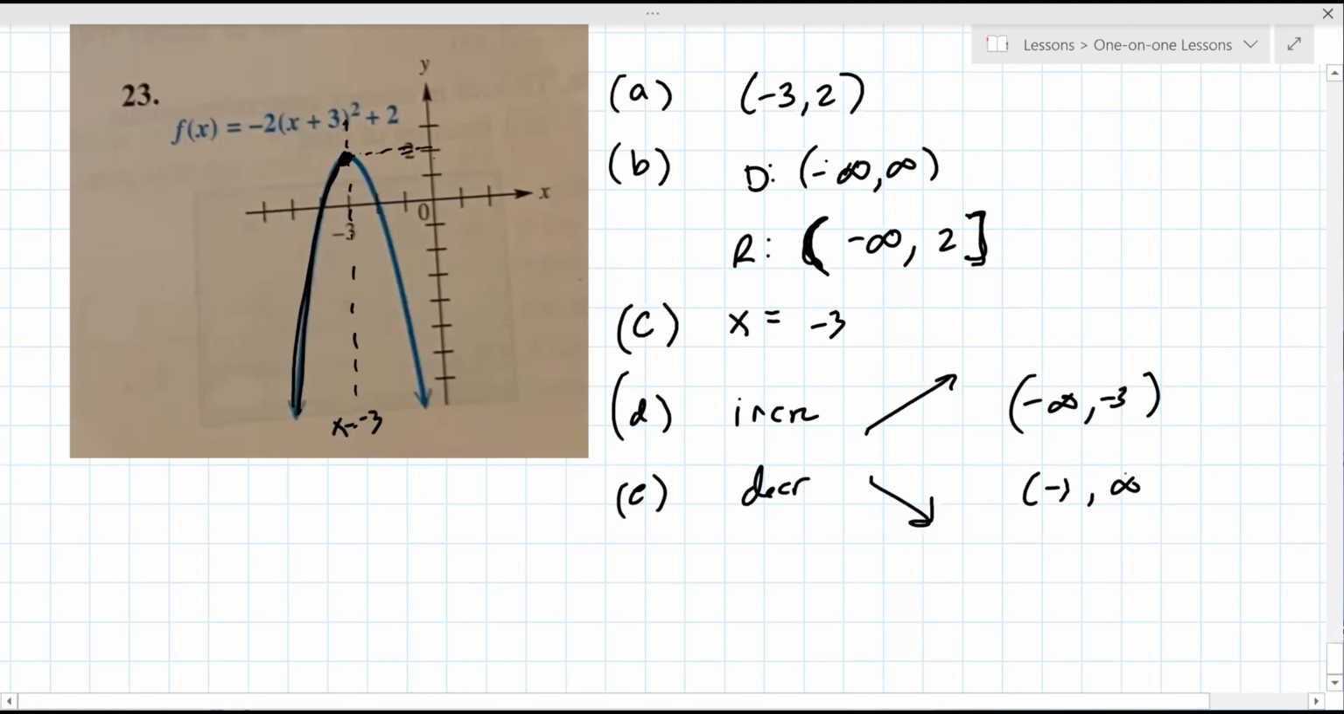Yep. Perfect. And this is a calculus concept, by the way, that you're doing right now. And then F is the maximum. The way I would want you to write it is the max of 2 at x equals -3. Did we get everything? Because this is a great place for us to stop.